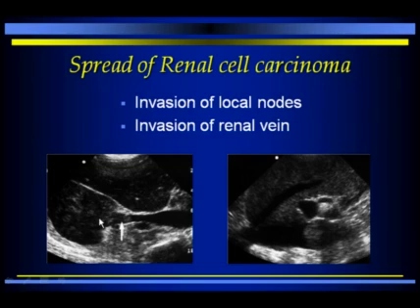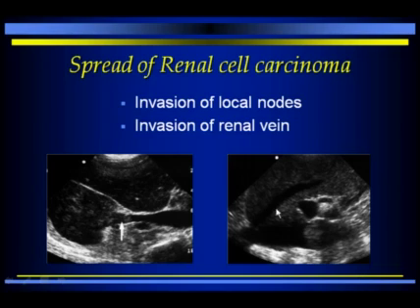Well, the staging follows the spreading, and usually they first start within the kidney, then they can spread transcapsular, and they can spread to local lymph nodes and to the vessels. This is the renal vein, and here we see tumor starting to invade into the right renal vein here, and here we see the IVC in a sagittal view.